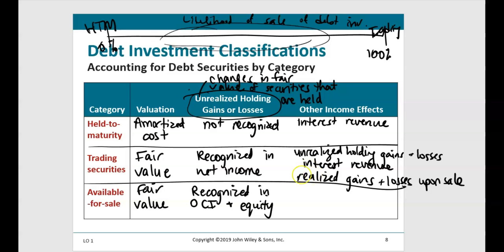What other income effects? Well, we haven't seen any income effects so far. Of course, we would have interest revenue. Regardless of the category, these are debt investments, so most debt investments offer interest revenue periodically over the life of the debt investment. So regardless of the category, we always see interest revenue here, and we will not record any unrealized holding gains and losses through net income. What else might hit net income? Realized gains and losses upon sale.